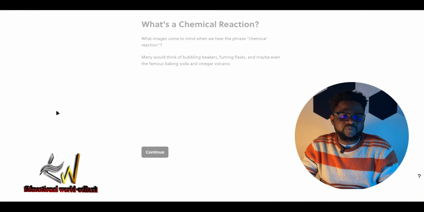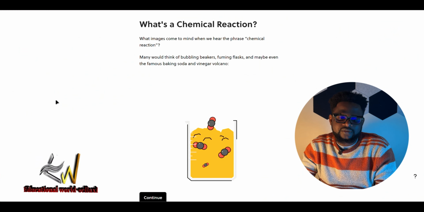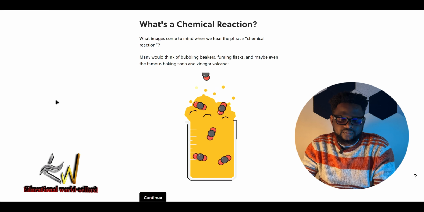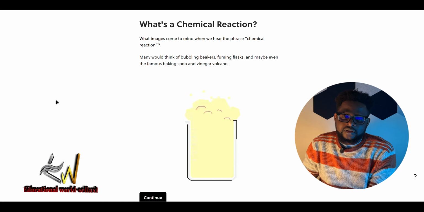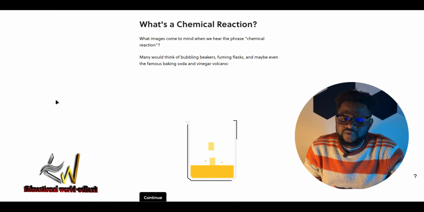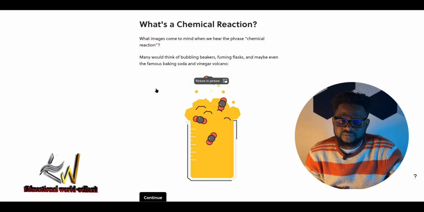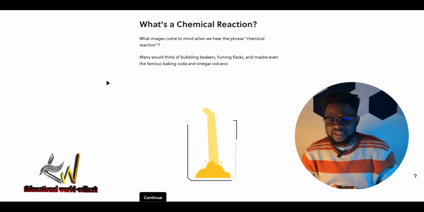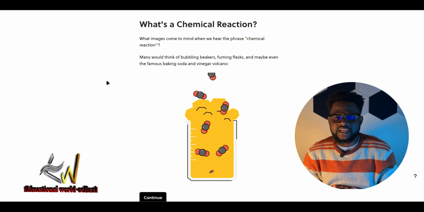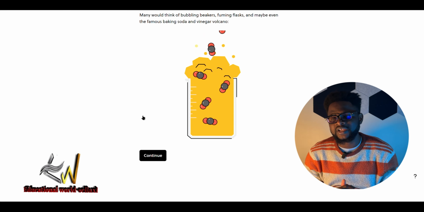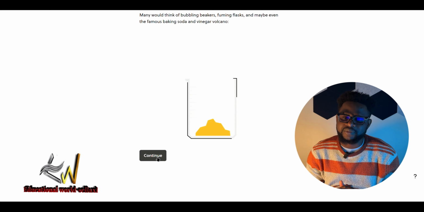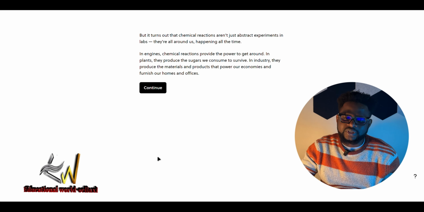So in this lesson, we'll be looking at chemical reactions. What comes to your mind when you hear the phrase chemical reaction? Many will think of bubbling beakers, fuming flasks, maybe even the famous baking soda and vinegar volcano, as you can see in the picture. But that's not all that chemical reaction is about.